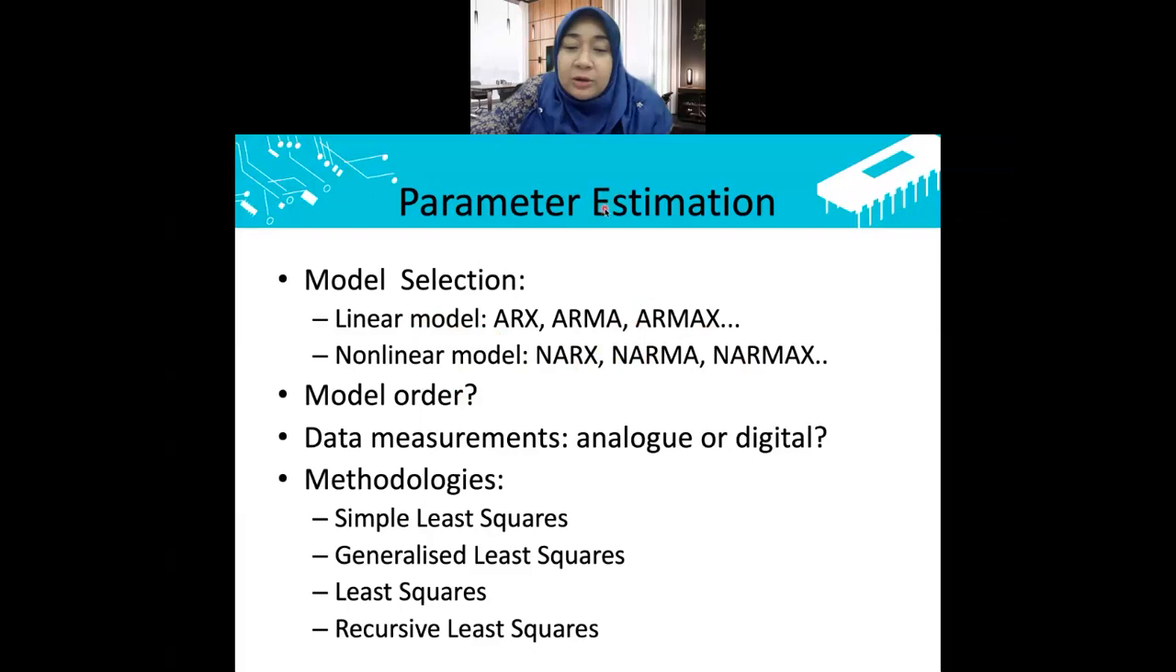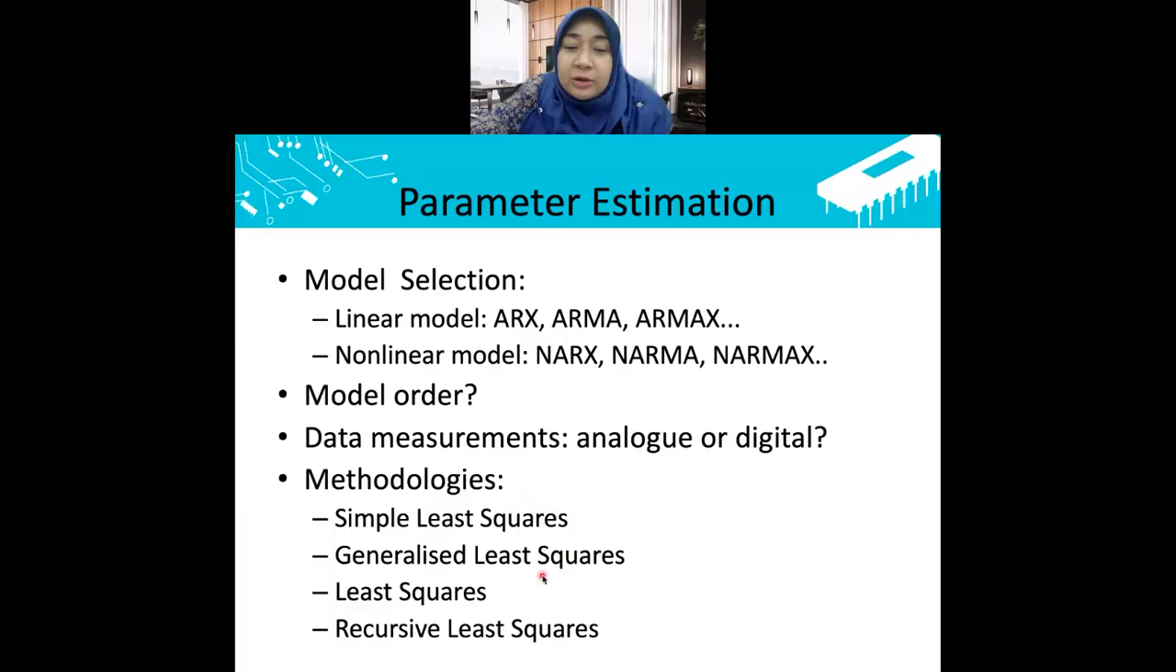When you do parameter estimation, this is very important. First, you want to do the model selection, and then you want to decide what is the best model order. And then for the data measurement, is analog or digital data suitable? And then you need simple methodologies, maybe using simple least squares, generalized least squares, or recursive least squares. Or maybe you want to use artificial intelligence, a genetic algorithm, a neural network, or particle swarm optimization. So you need to know what are the best methodologies for your system.